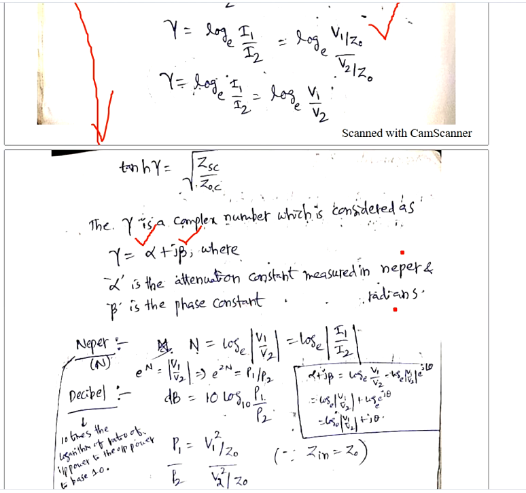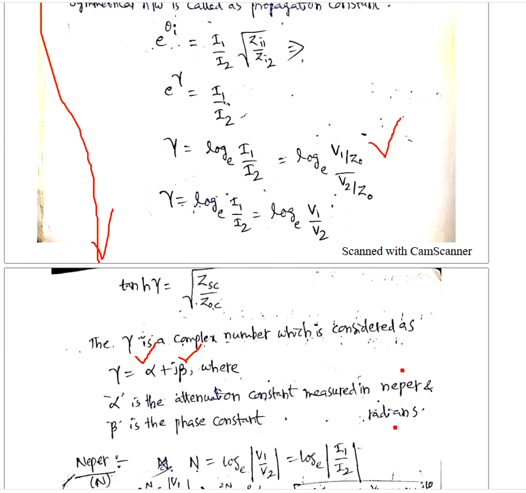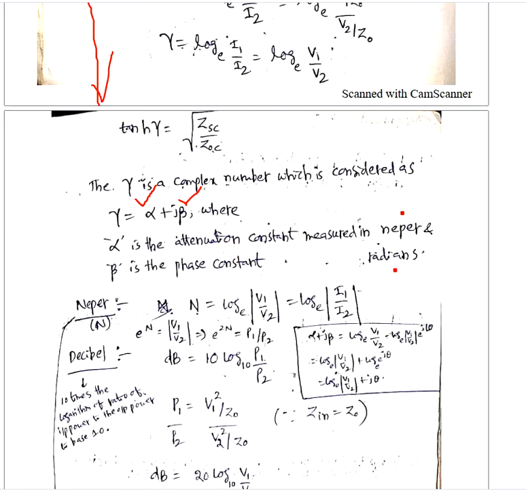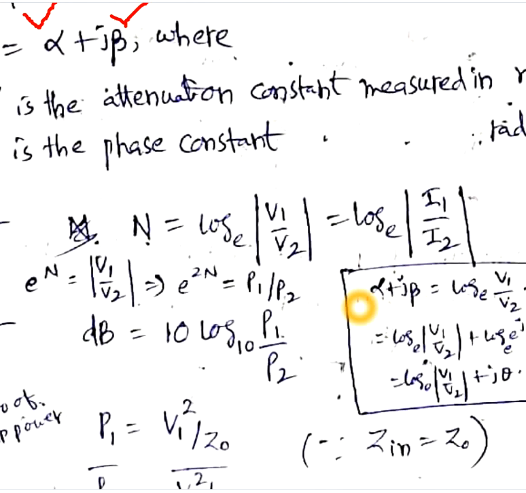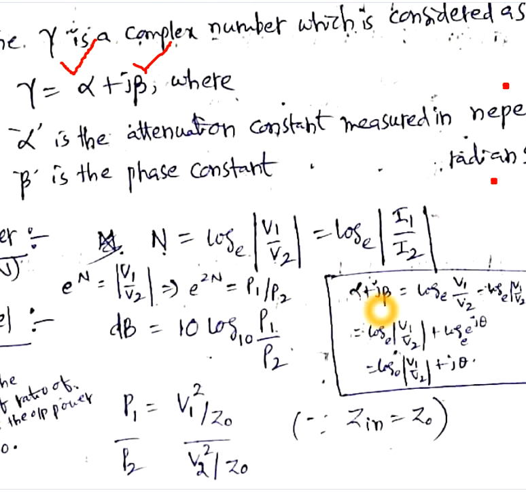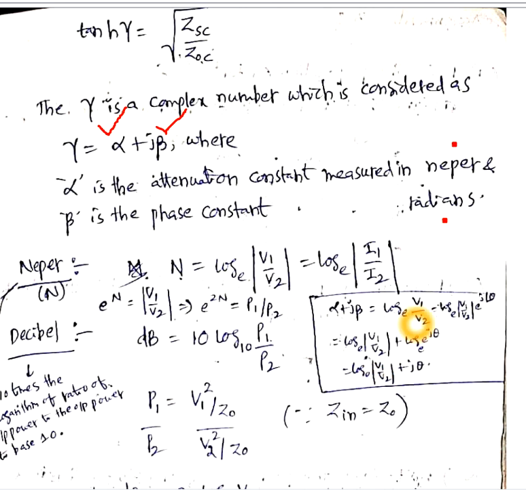But how we get this? If you see this relationship where gamma is equal to ln I1 by I2, let us consider that relationship, or you can even consider ln V1 by V2. So here if you consider this alpha plus j beta is equal to ln V1 by V2, then how we can write this V1 by V2? Generally it is a phasor, so it is having a magnitude of V1 by V2 and angle of theta, which is given like e power j theta.